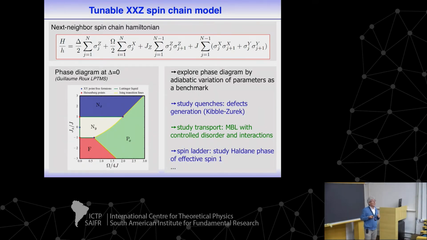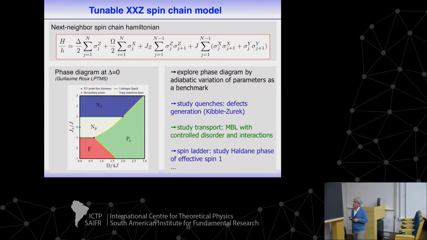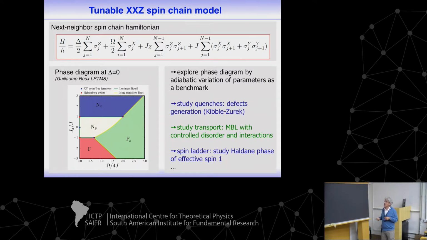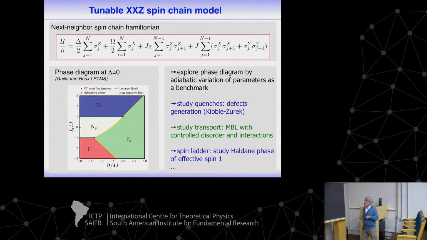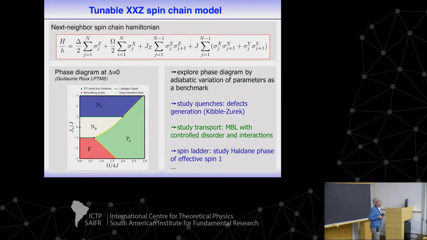Indeed, here it's not real 2 dimensions, but you can build an effective spin 1 out of pairs of spin 1/2, and then use this for studying the Haldane phase and the Haldane physics and the physics of topological systems with this kind of simulator. So these are some perspectives for eventually far away in time.